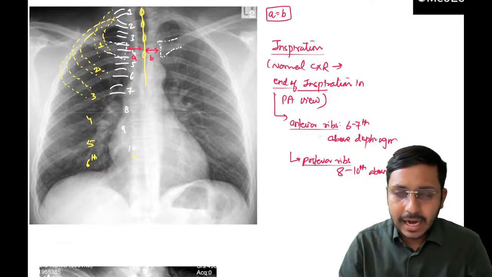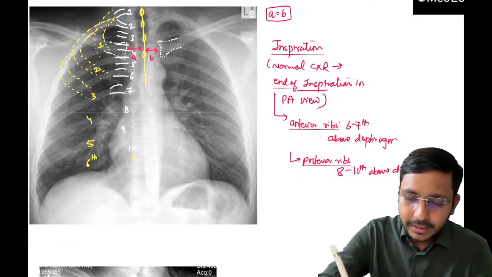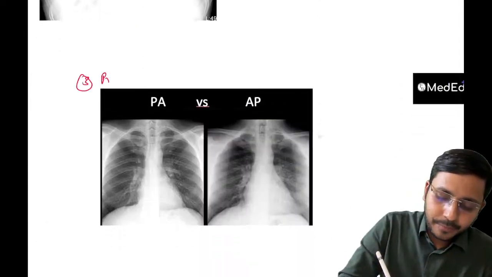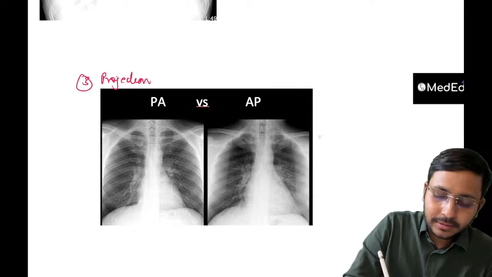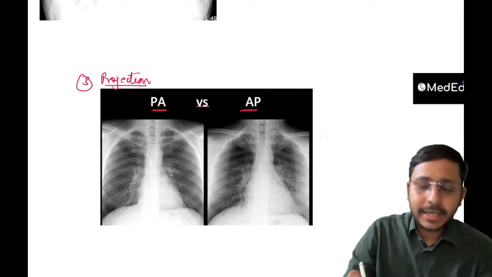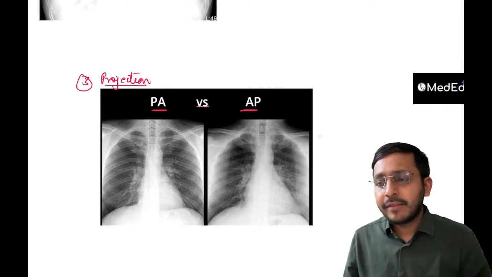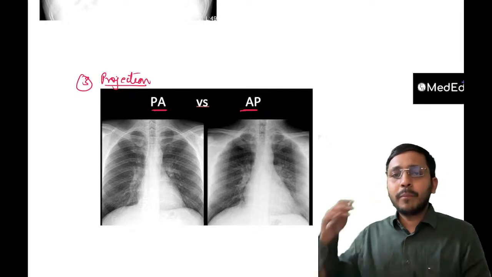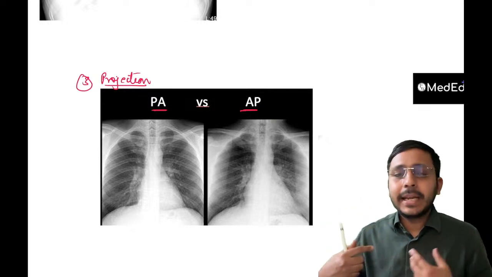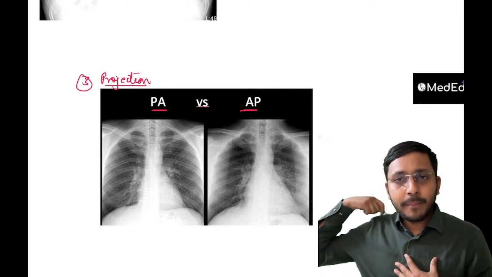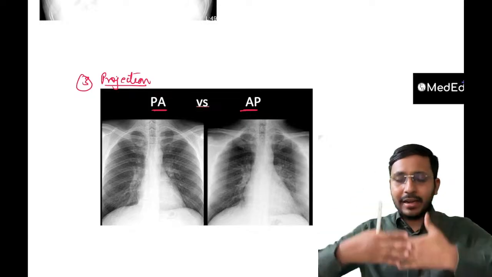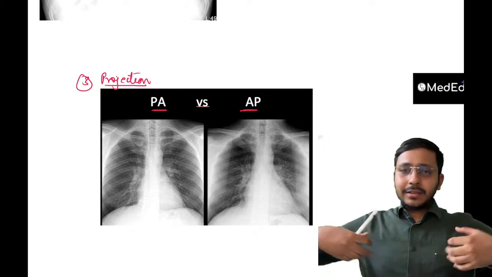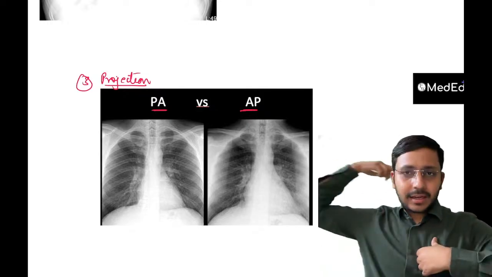Second was I for inspiration. Third is projection, PA versus AP. Now how is a PA radiograph taken, and how is an AP radiograph taken? Now, PA stands for posterior-anterior, meaning that the rays are coming from behind and the cassette or the film is in front, right? So patient hugs the bucky, hugs the detector, rays are coming from behind.